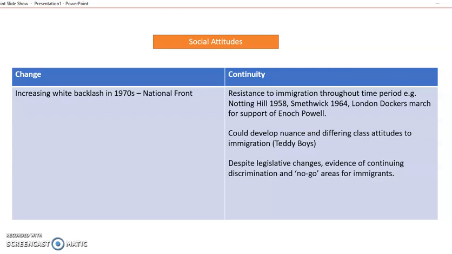You could develop a bit of nuance here, saying that there were different class attitudes to immigration. The Teddy Boys of the 1950s are an example of working class resistance to immigration. And you could say that there's an element of continuity because despite the legislative changes in terms of race relations, it had very limited impact on the day-to-day level for immigrants, and there were still no-go areas for a lot of immigrants in a lot of inner city areas of Britain.